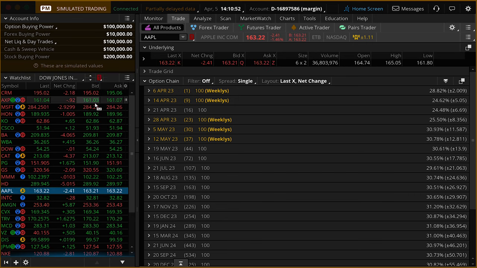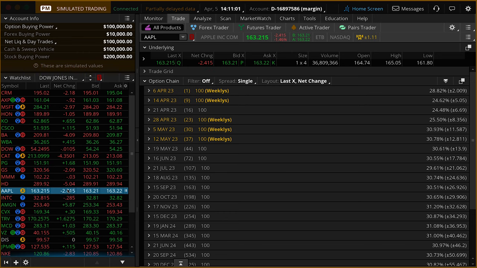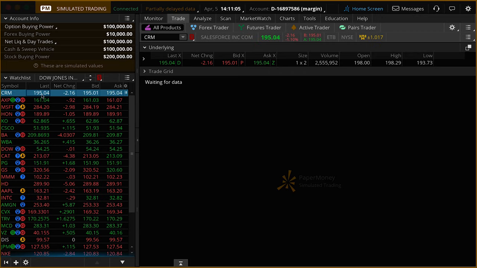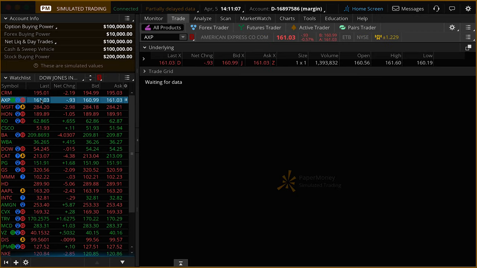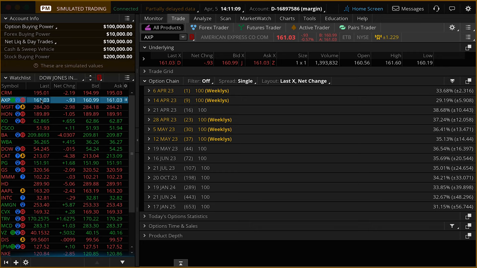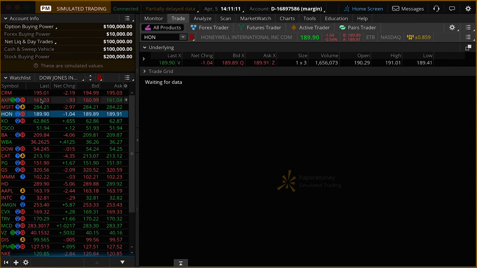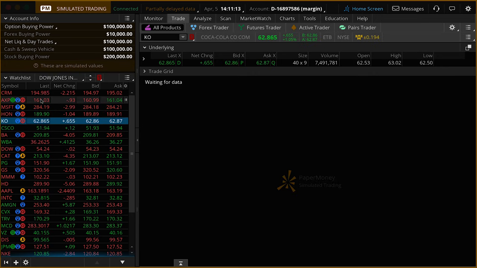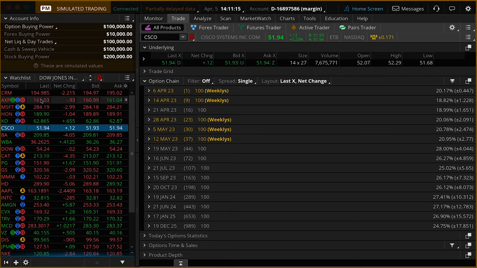So when I click on red here, what you're going to notice is that Apple automatically became highlighted. That is because that's the one we're looking at on our trade tab right now. This allows you to simply change symbols by clicking on them. CRM, we can pull that over into the trade tab. AXP, or even use your up, down arrow keys on your keyboard to arrow down through this list of stocks and see them change.